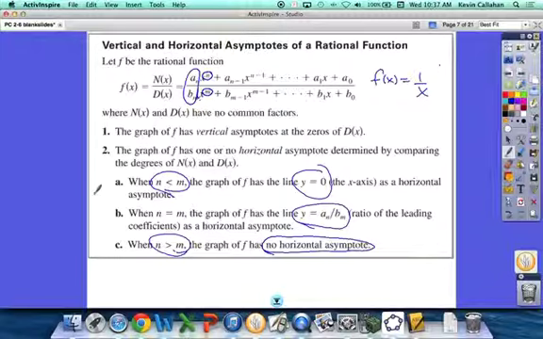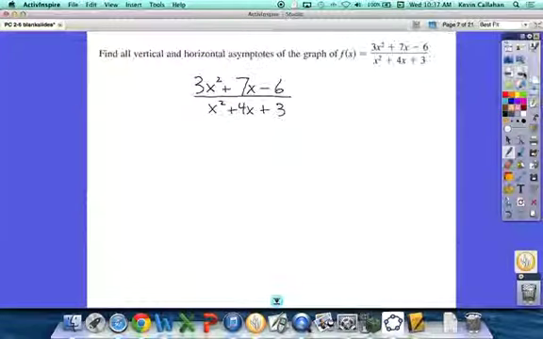Right, those are the 3 rules that we apply. So the vertical asymptotes, zeros of the denominator. Horizontal asymptotes, apply the right rule. The whole problem. So for example, in this one, how do we find the vertical asymptotes? Zeros of the denominator, right?